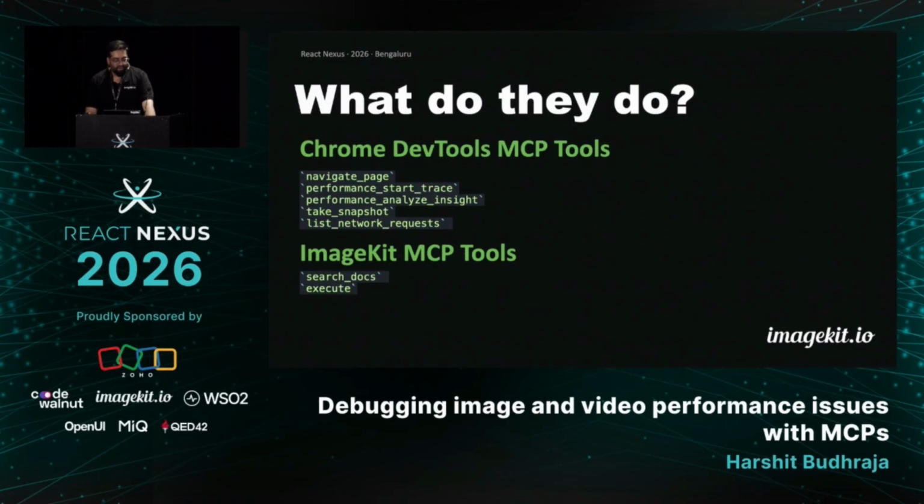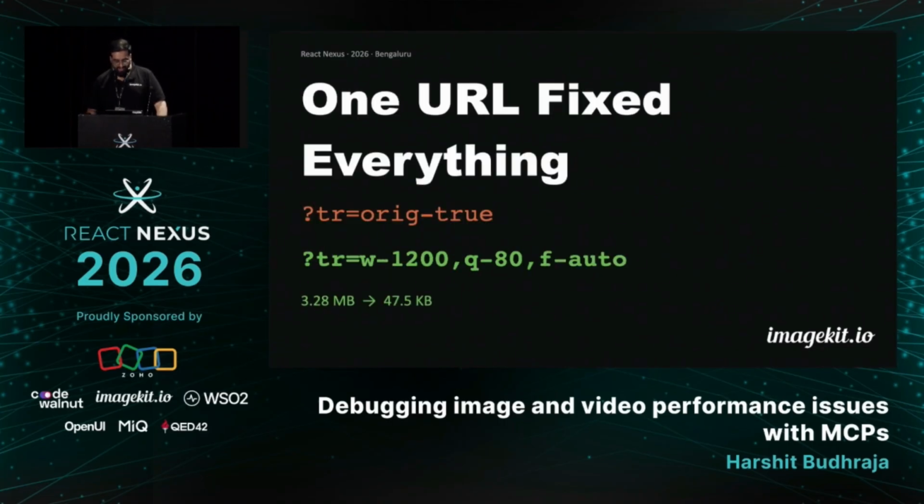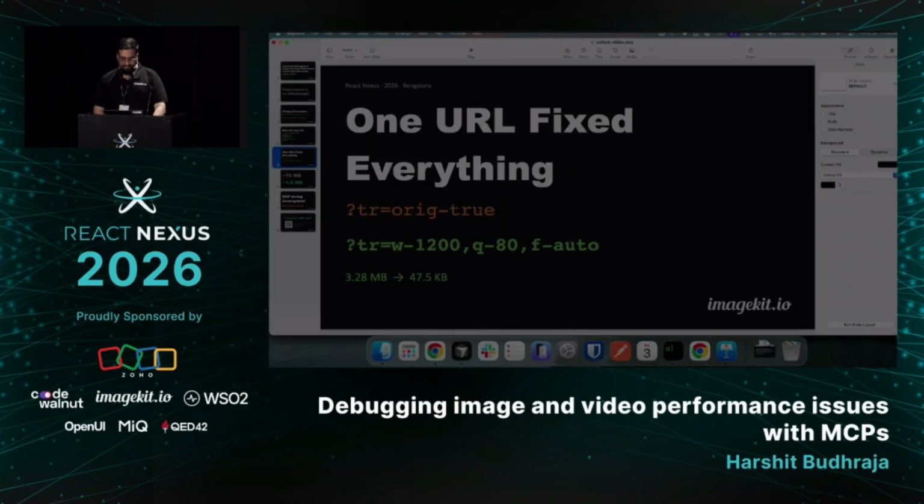So before I go to the demo, Chrome DevTools MCP basically has these tools. One is navigate page, then there is performance start trace. That is what we'll be using. Then we have take snapshot. We have list network requests. So ideally, it is basically completing the same flow that we use as a user, right? So we would need to understand the network request, maybe turn off the caching, figure out what is loading slow, and then fix it, right? Similarly, ImageKit's MCP tools, it has two tools, execute and search docs. Search docs is because it needs to search ImageKit docs, right? Let's move to the demo.